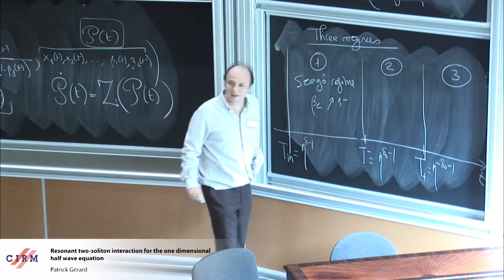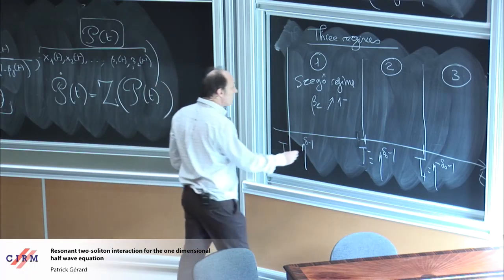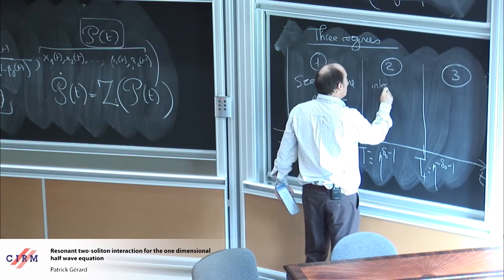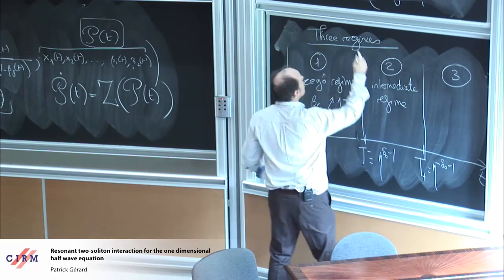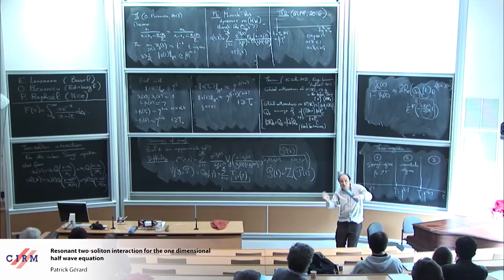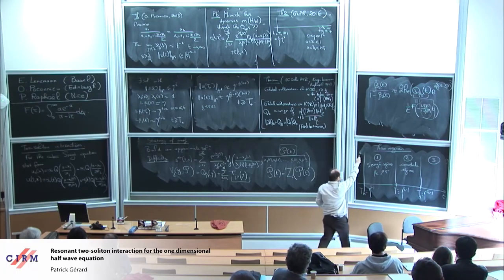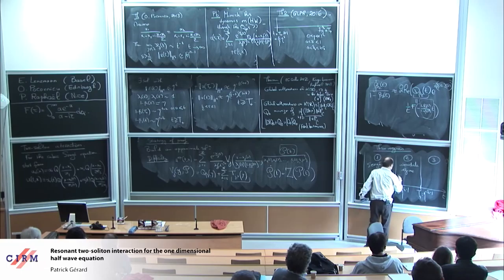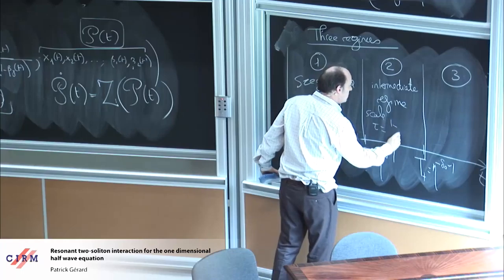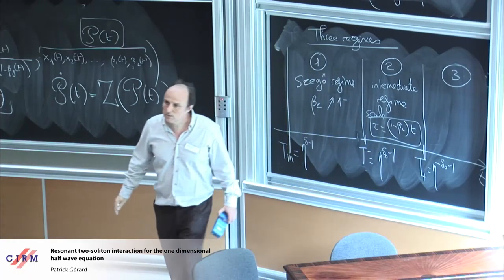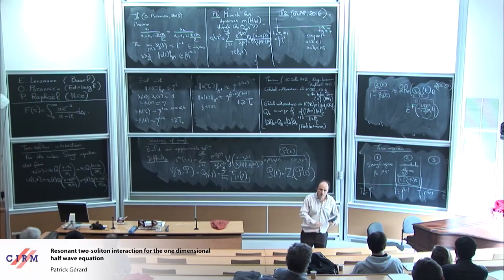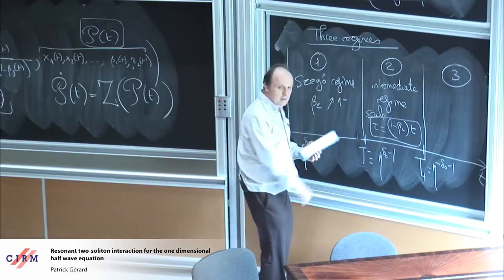Then you have some intermediate regime, which is in fact the most difficult regime, because in that case, 1 minus beta 2 times t is between small and big. So you really have to scale in tau equals 1 minus beta 2 t, and to look at this new variable, and you find very nice nonlinear ODEs which would describe this regime.